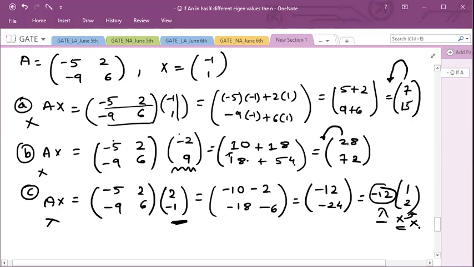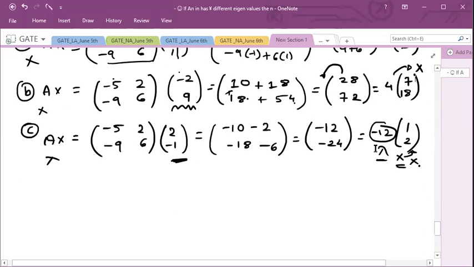Here also, 14 2s are 28, but for 72, what can be common? Can I take 4? Yes, 4 you can take common. So 7 4s are 28, and 18 4s are 72. So it is (7, 18), not minus 2, 9. This is also not x. So if A, B, C are not your answer, definitely D is your answer.